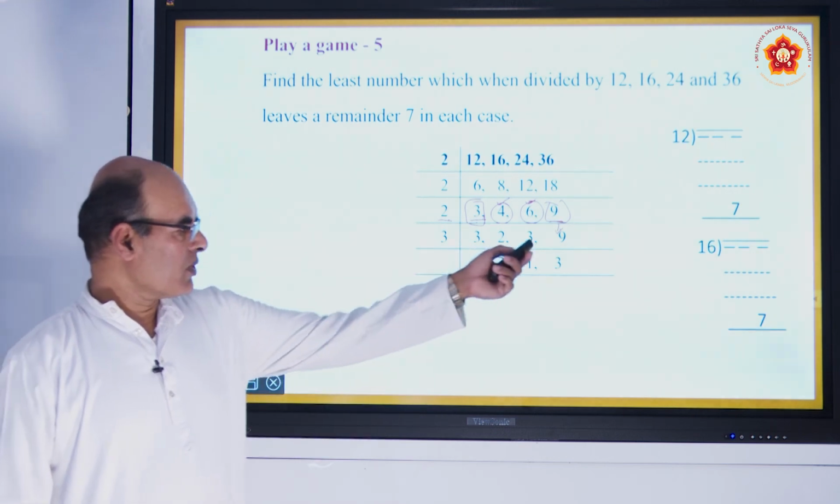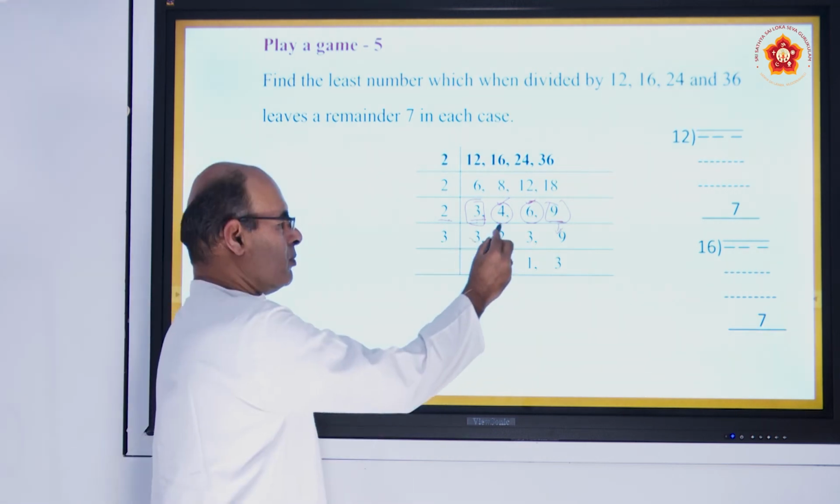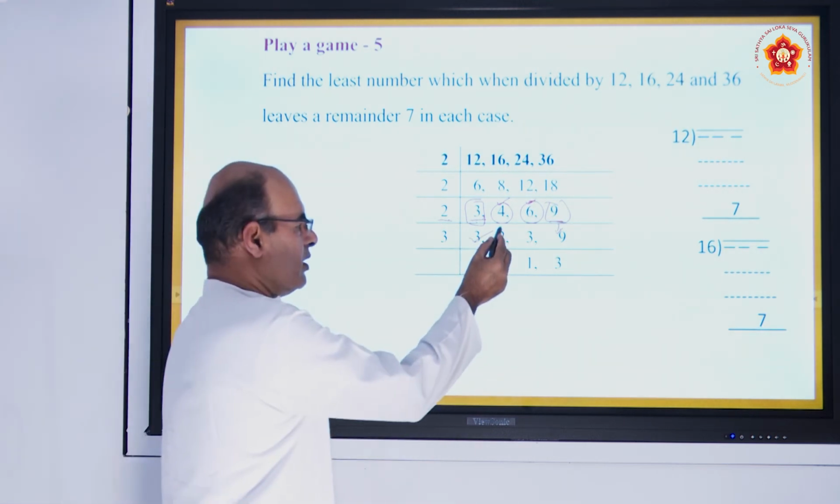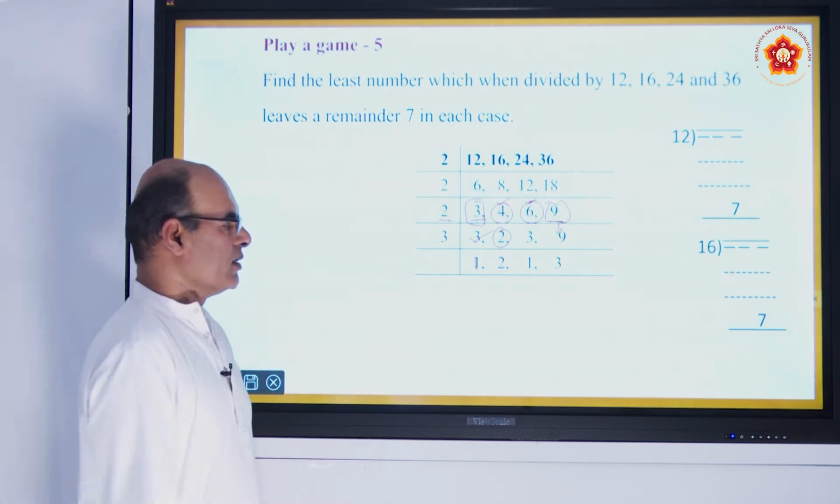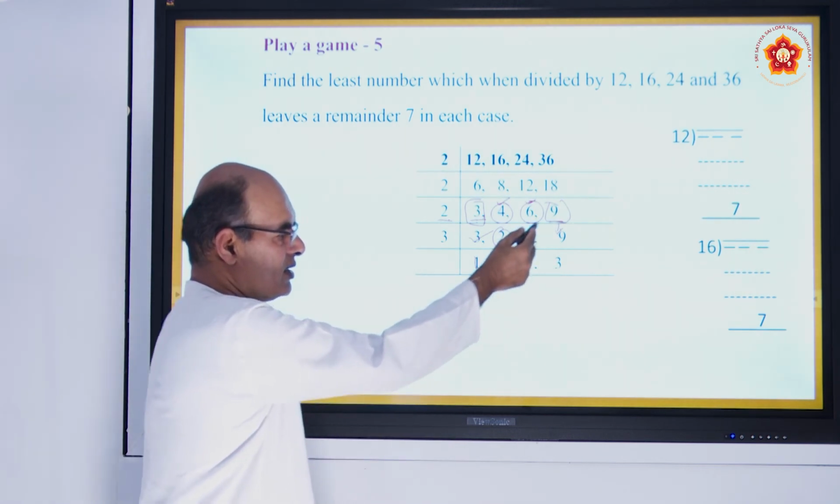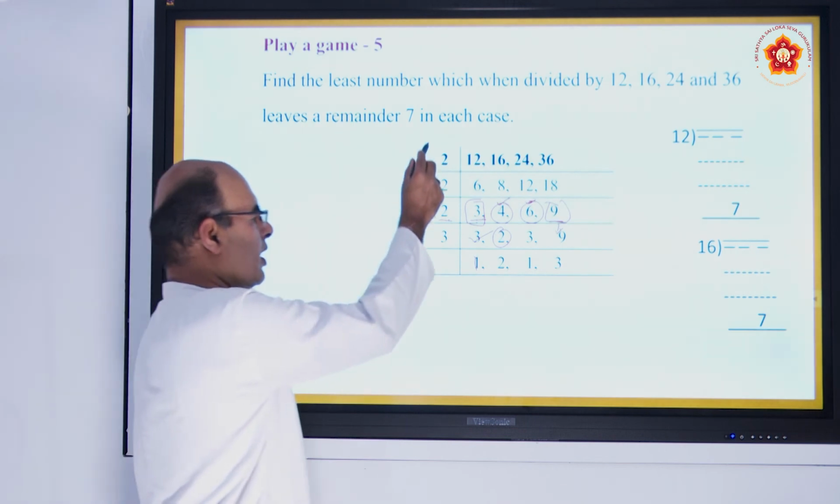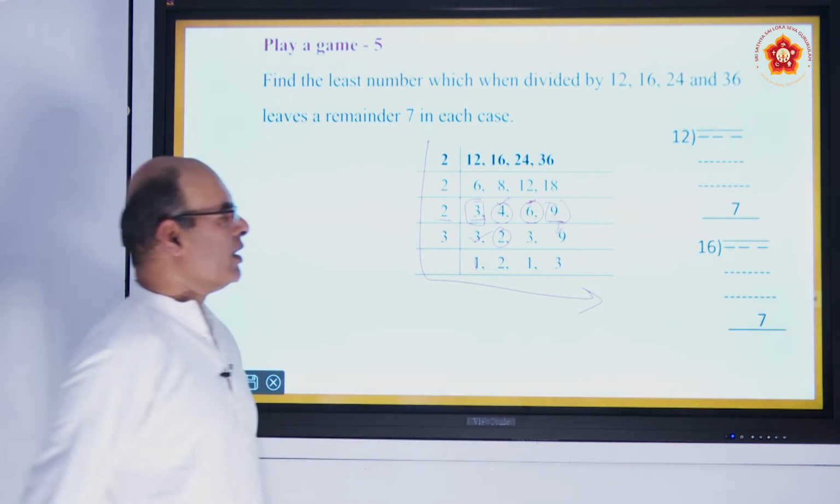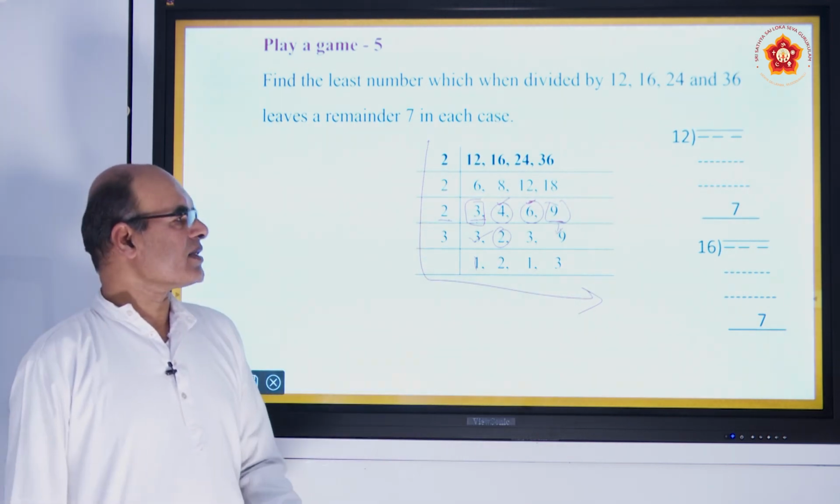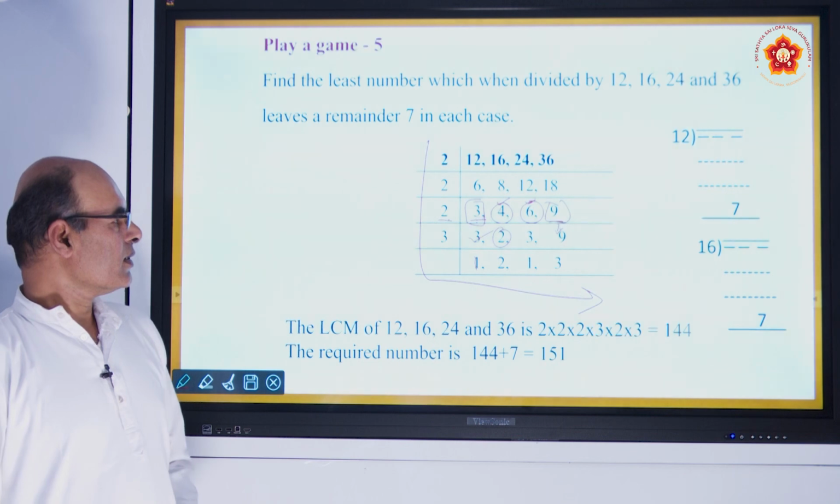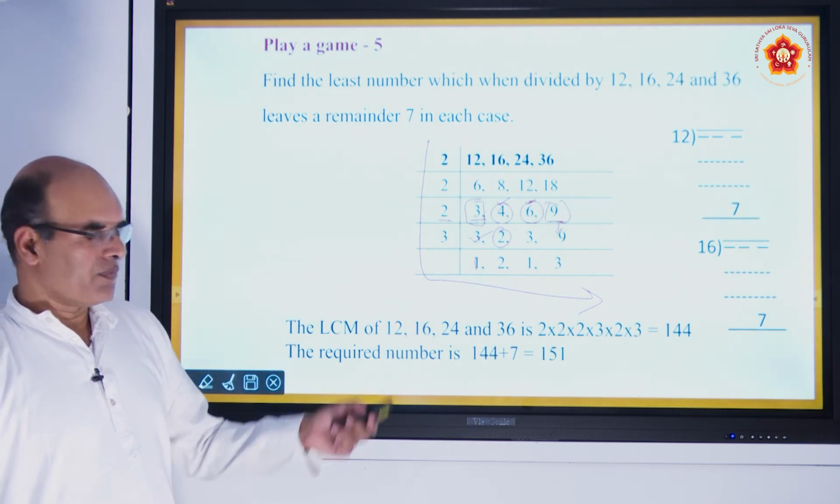Now divide these numbers by 3. The first number is divisible. 2 we can't divide, write as it is. Then 3 1s are 3 and 3 3s are 9 for the other numbers. Now take the product of these numbers, that will be the LCM of 12, 16, 24 and 36. So their product is 144.